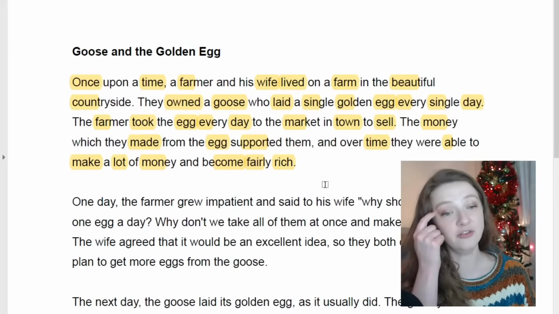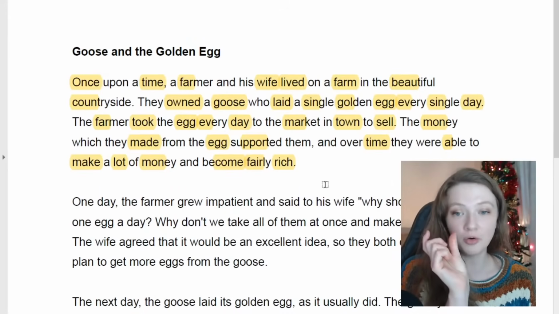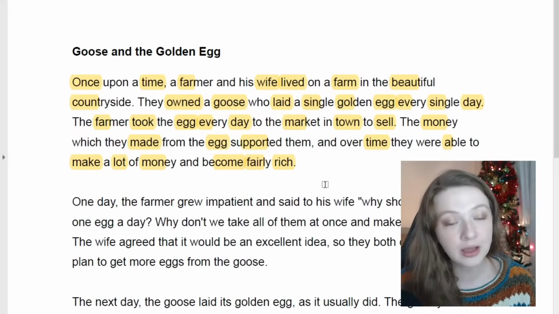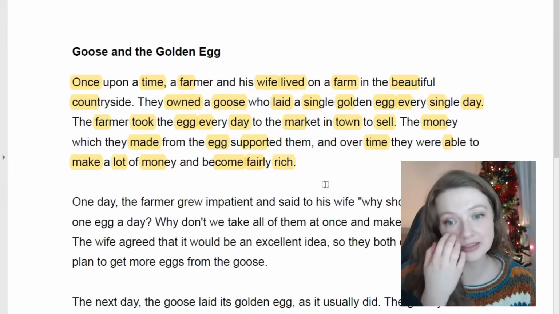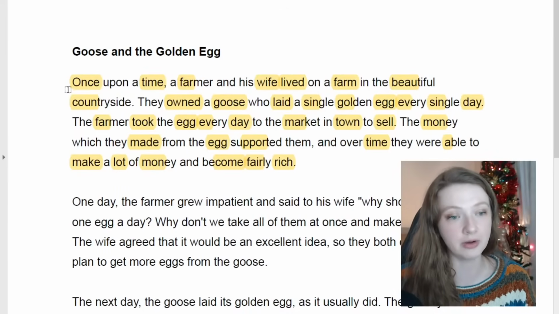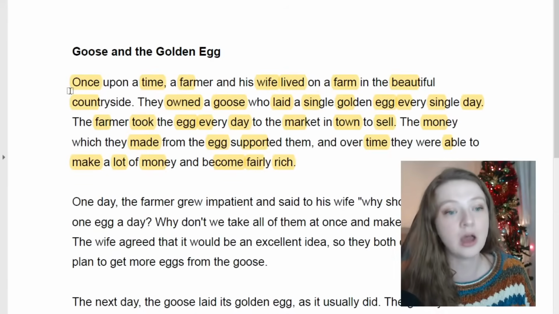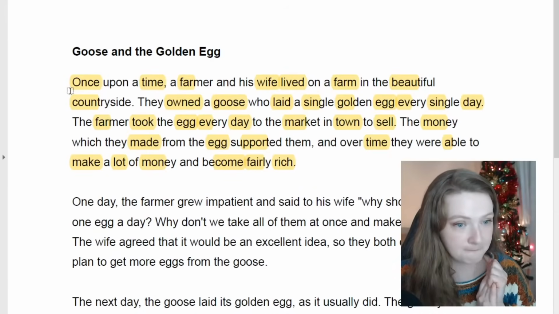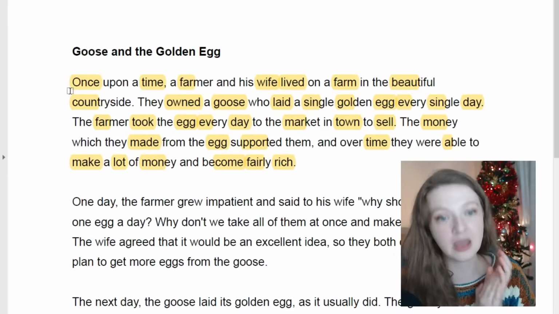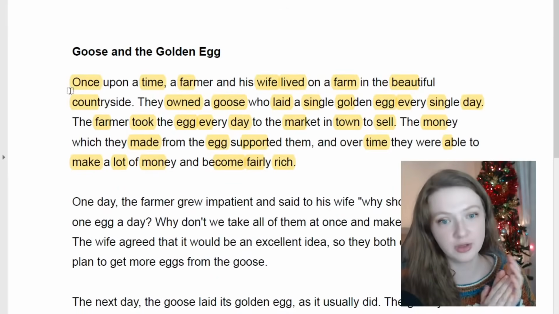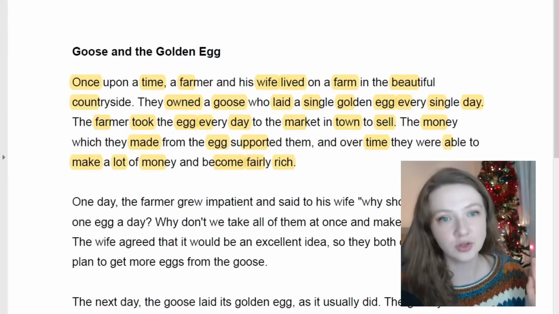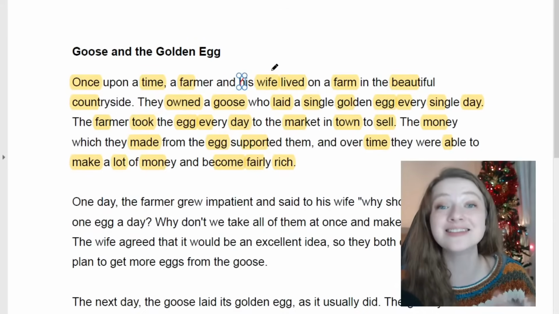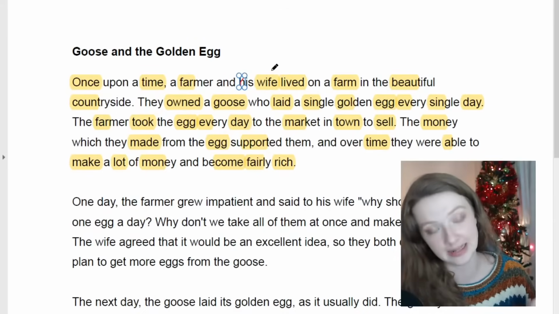So you can see every time I landed on one of the highlighted bits of the word, my intonation went up and it was clearer, right? I pronounced that syllable a lot clearer and the word in general a lot clearer. Once upon a time. There, you see? Once upon a time. A farmer and his wife. So you see with this one, we're cutting this one, yeah? Because "his" is a pronoun, we can cut the H at the beginning, yeah?